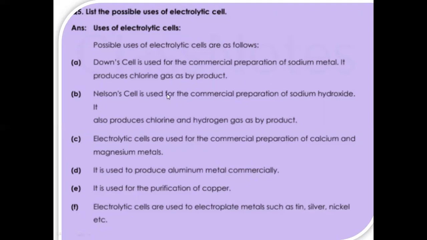And the Nelson cell is used for the commercial preparation of sodium hydroxide. It also produces chlorine and hydrogen gas as side products. Electrolytic cells are used for the commercial preparation of calcium and magnesium metals. It is used to produce aluminum metal commercially. It is used for the purification of copper. Electrolytic cells are used to electroplate metals such as tin, silver, nickel, etc. on stainless steel or on steel.